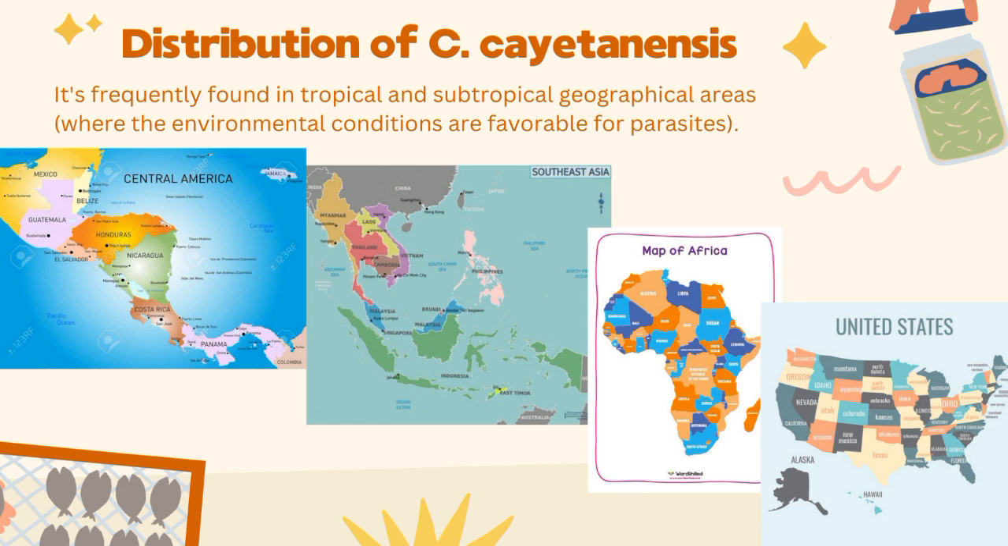Countries in Southeast Asia such as India, Thailand, Indonesia, and the Philippines also experience a notable burden of Cyclospora infection. Various countries across Africa have reported cases, particularly in regions with poor sanitation and limited access to clean water. Cyclospora infection is also reported in the United States, particularly in the summer months.